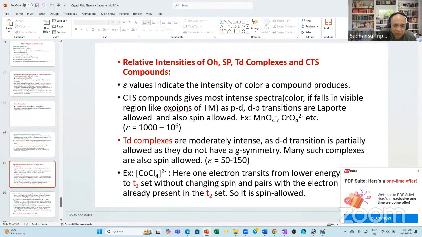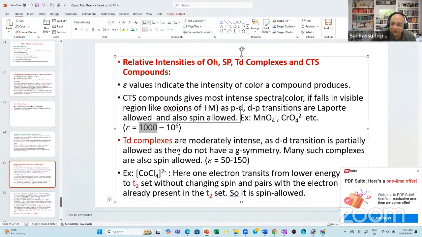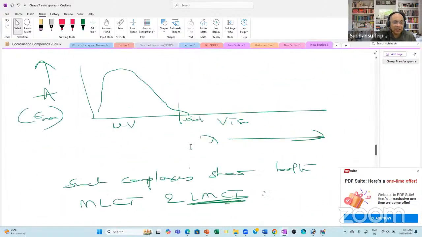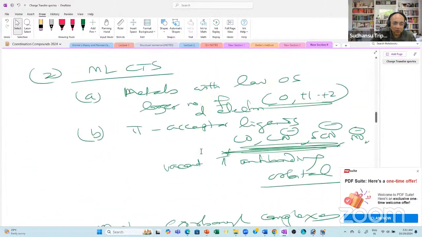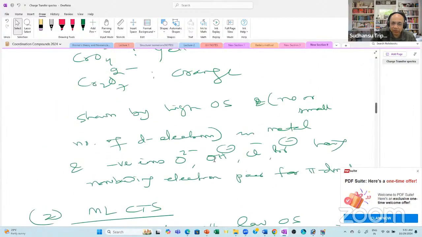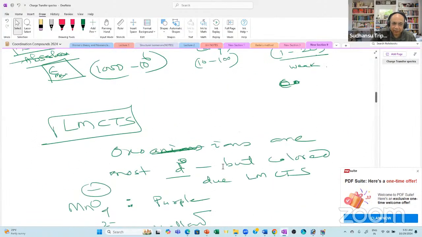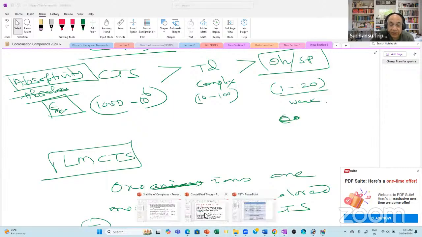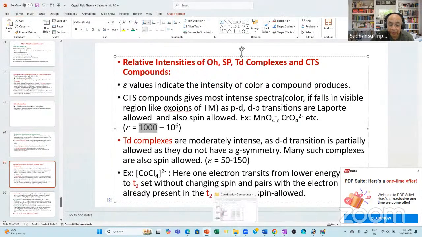What? Yeah, we have all done everything. Yes, 100, 1000, 10 to the power 6. Let me see whether my memory and your memory is going well, or we are having some dementia. Yeah, I'm yet to become, but yes, a little bit of dementia. This is 50 to 150.